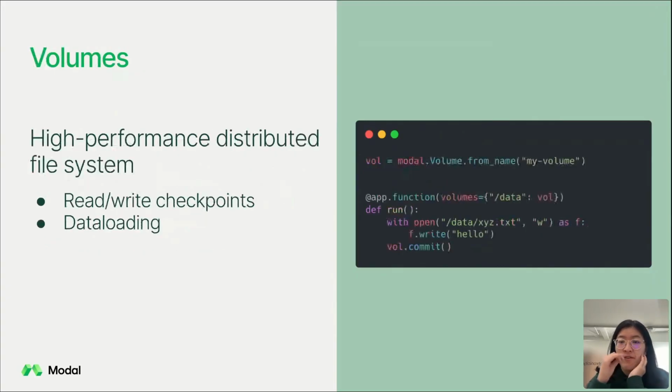We also have volumes. So who has used volumes here before on us? Volumes are essentially our high-performance distributed file system, so you can use them to read and write checkpoints and also do data loading. So here in this example, we use a volume inside a function, and here the volume is mounted to data, so we can just open a data file and it will just automatically, even when the function finishes, still be in this volume.